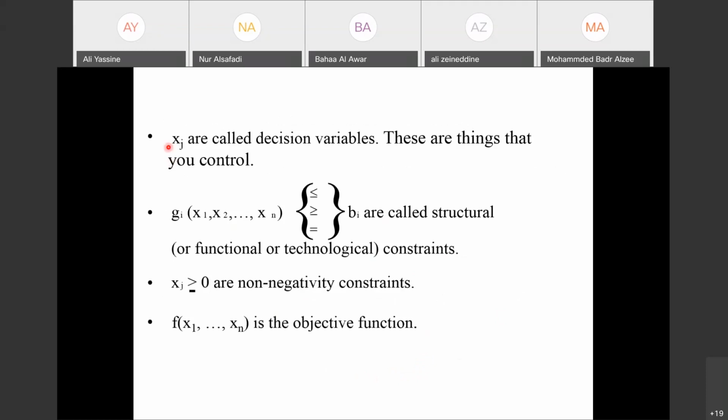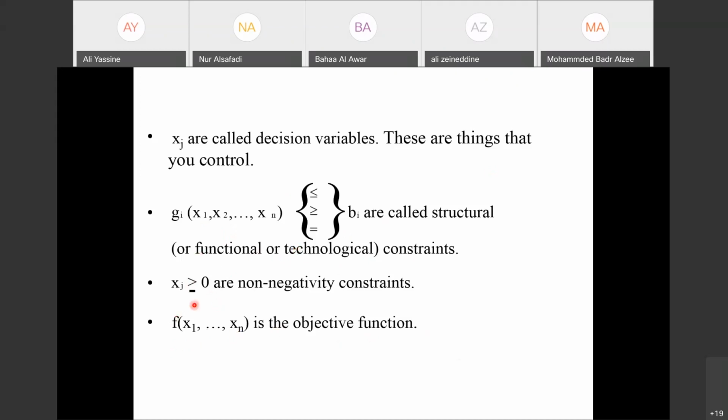As I said, those n variables we saw in the previous slide, which define the function f and the functions g, are called decision variables. These are the variables under your control, and I will discuss later in this lecture why they are called decision variables. The g functions are called constraints, or technological, structural, or functional constraints; they are all called the same. And the function f of those n decision variables that we need to minimize or maximize is the goal of the mathematical model, and thus we call it the objective function.